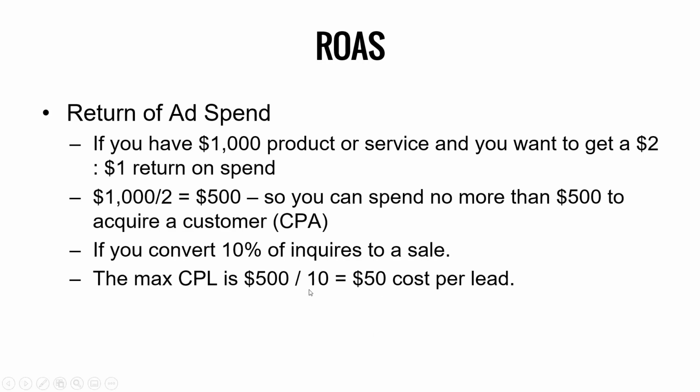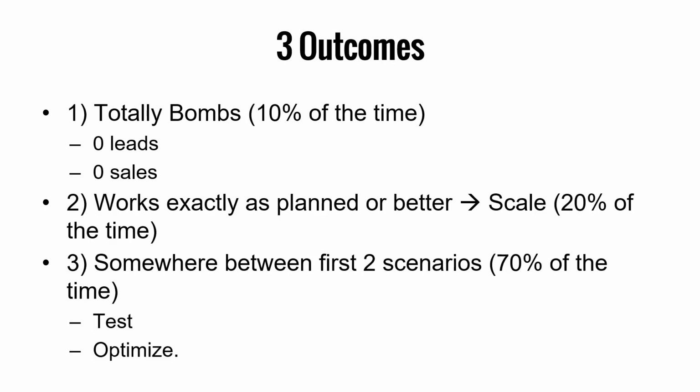So that essentially is the math you want to figure out for yourself or for your client so you know your KPI. Our key performance indicator would say, if we're getting leads under $50, keep the ads running. If they're close to $50, optimize. If they're way over $50, shut them off. So there are really 3 outcomes when you run a campaign.